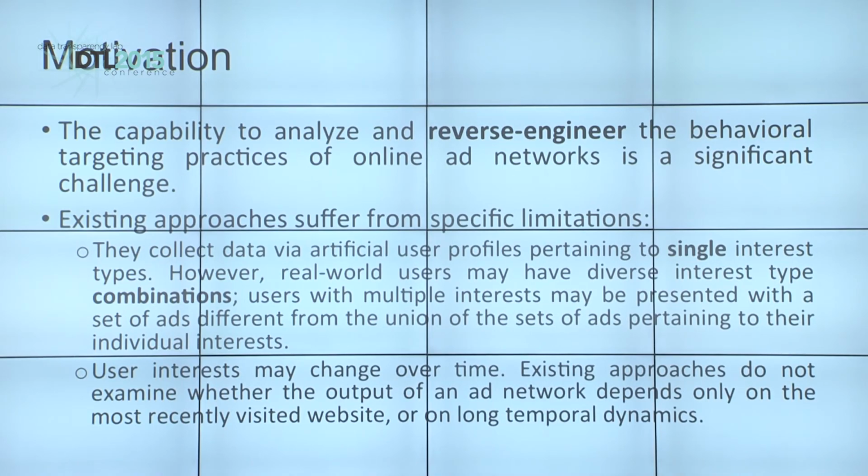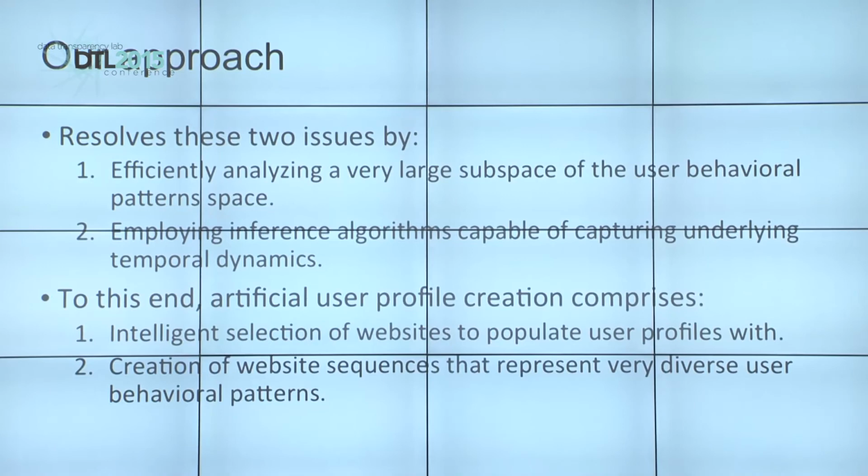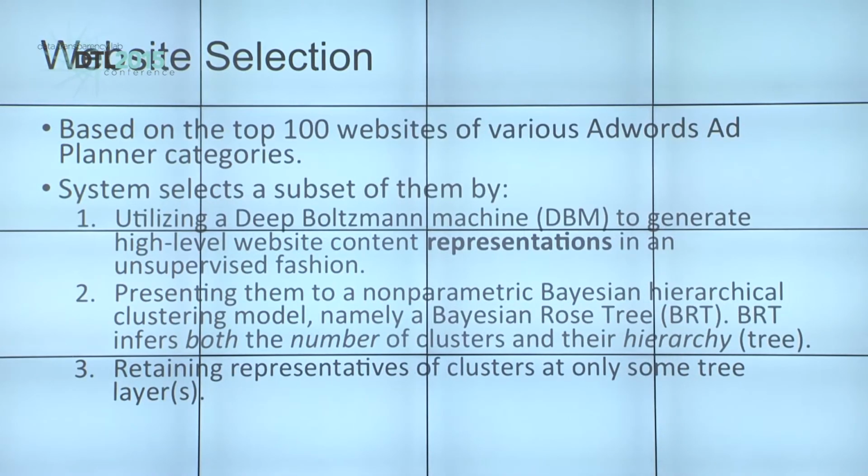So in order for us to do that, we propose a methodology which basically comprises 3 steps. The first step is based on selecting some websites that will be used to create the user profiles. So we were basically based on the top 100 websites from various AdWords Ads Planner categories. Based on that, we use some deep learning methodologies, a deep autoencoder basically, in order to extract some high-level representations of these websites.